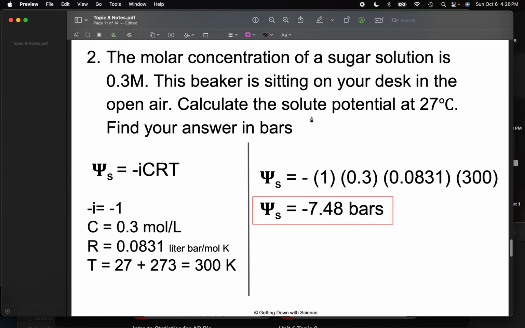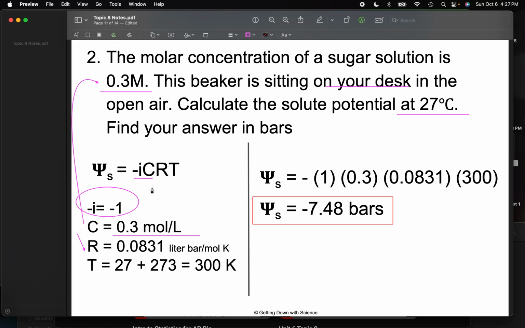Here's another one. The molar concentration of a sugar solution is 0.3 molar. It's in a beaker sitting on your desk, so that's going to have our atmospheric pressure, in the open air. Calculate the solute potential at 27 degrees Celsius. So now we're just going to plug and play, right? We know our ionization constant is going to be 1. We put a negative in front of it. Great. We are given our molar concentration right up here.